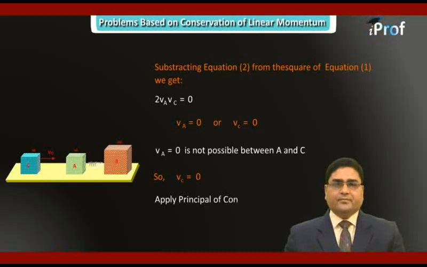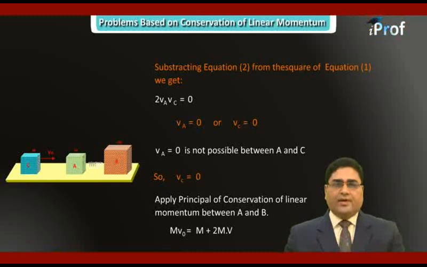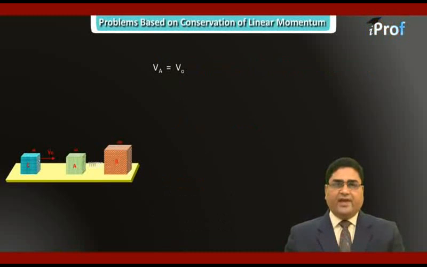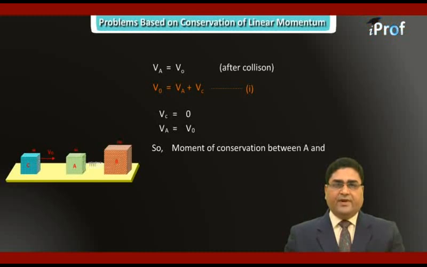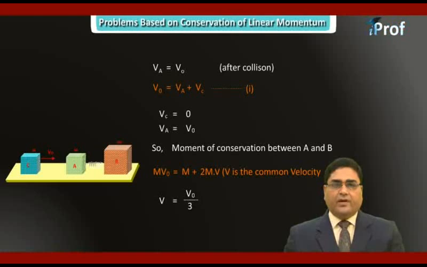Now apply principle of conservation of linear momentum between A and B. We can write mv naught equal to (m plus 2m) into v, because velocity of A after collision is v naught. That can be calculated from equation 1, because v naught equal to va plus vc. When vc equal to 0, va equal to v naught. So we get from momentum conservation between A and B, mv naught equal to (m plus 2m) into common velocity v. So v equal to v naught upon 3.